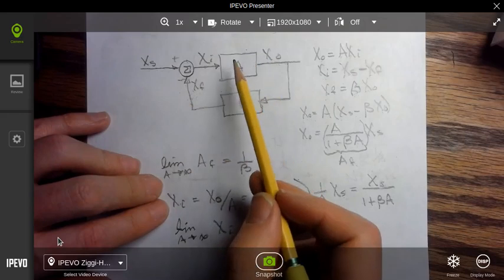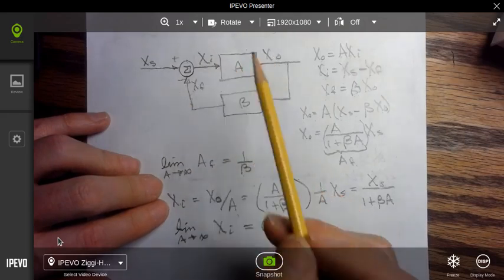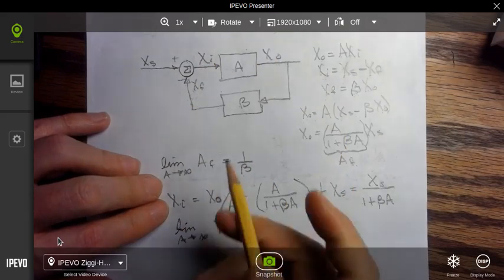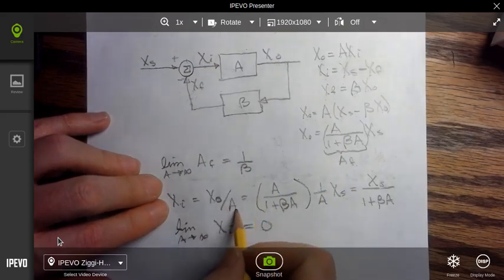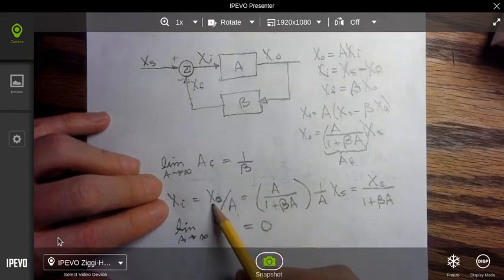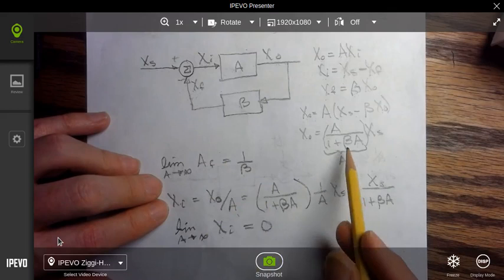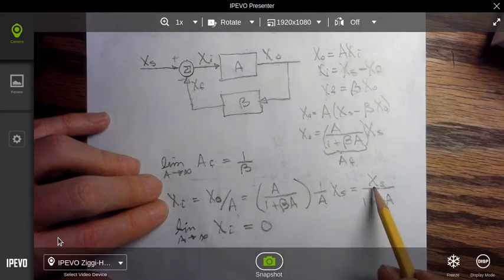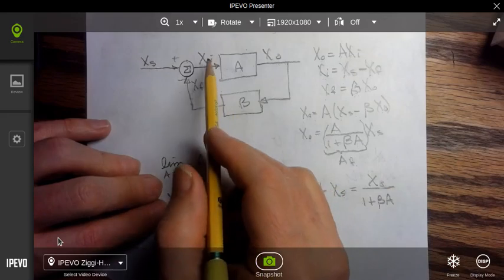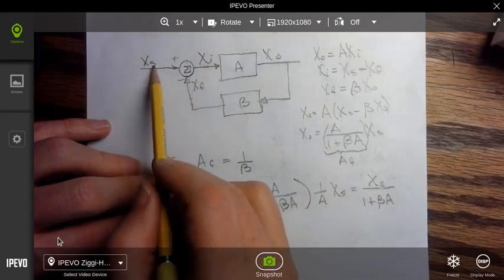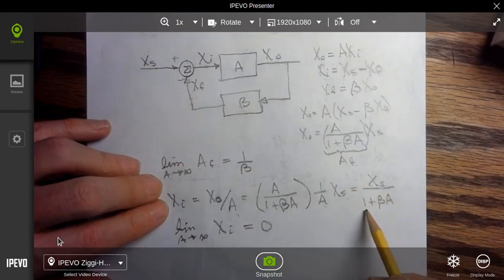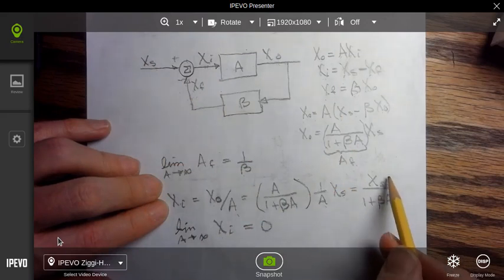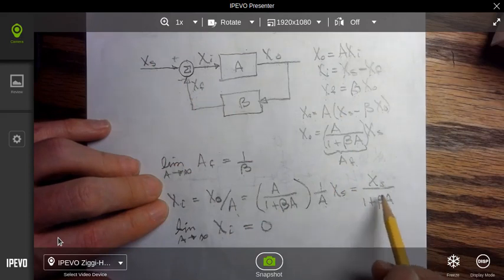So if you notice, Xi here is X out divided by A. So Xi equals X out, that's an O right there, divided by A. Well, X out is A over 1 plus beta A times XS, using this formula up here. And, of course, we still have the 1 over A right here. So these A's cancel, and you end up with XS over 1 plus beta A. Notice that the error signal looks just like XS, only it's divided by 1 plus beta A. In other words, it's smaller by a factor of 1 over 1 plus beta A.